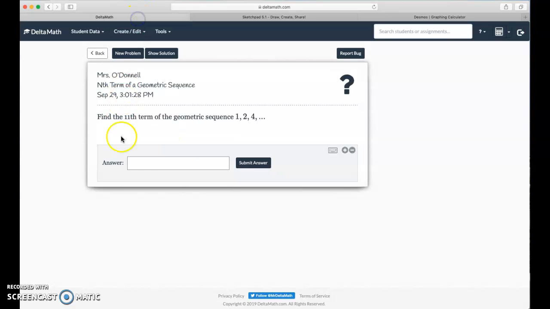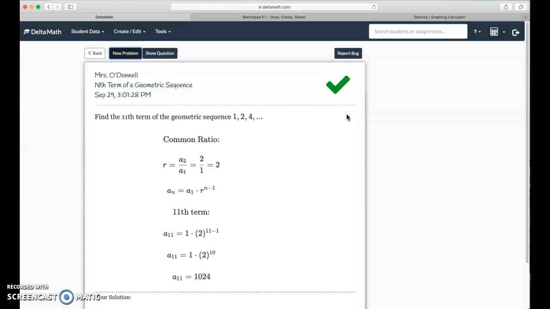And hop back over to Delta Math. 1024, type it in, submit, yes I'm sure, and green check mark. We're good to go. And that's all there is to finding the nth term of a geometric sequence.